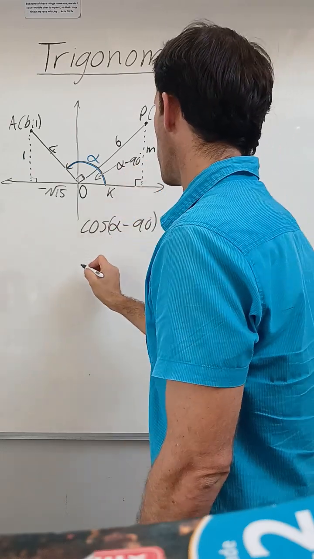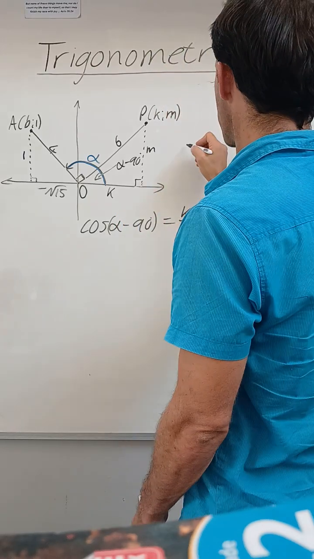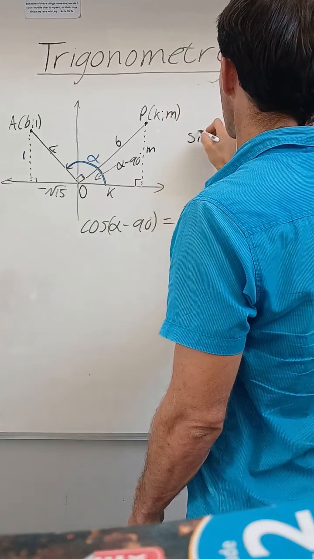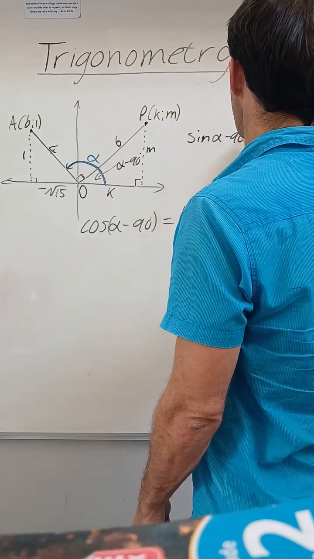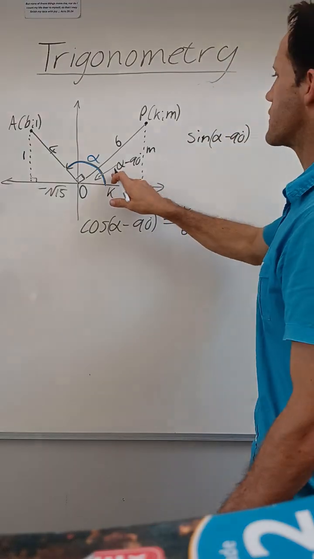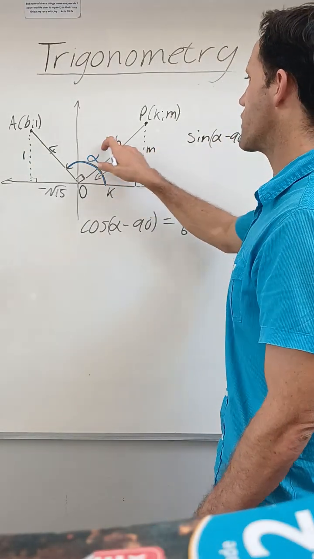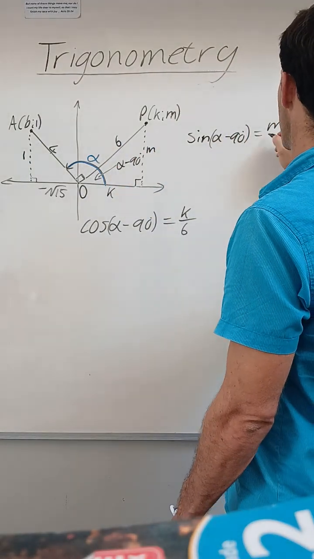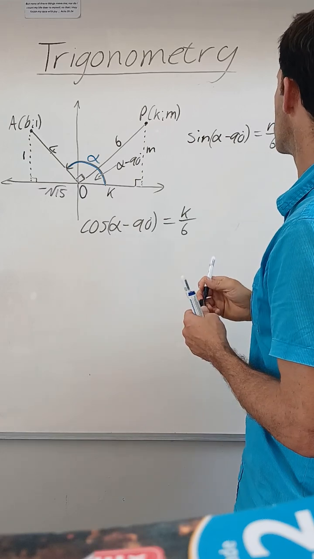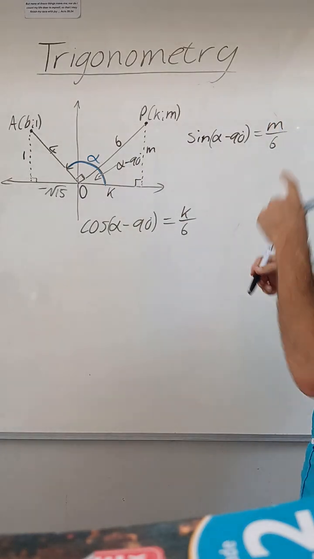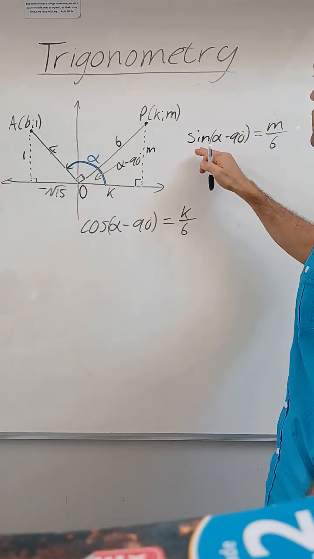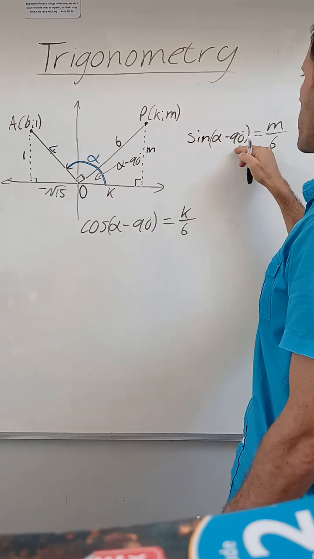Now sine alpha minus 90, let's write it here. Sine alpha minus 90 is opposite over hypotenuse, so that will be m over 6. Okay, so we got this now. But let's first look at sine alpha minus 90.